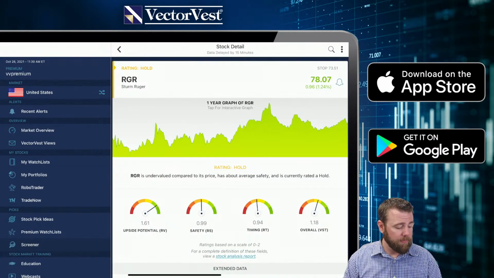RGR, great long-term potential, but does have a little bit more risk than the average stock out there. It is in a steady decline right now. Overall, good stock, just not the right time to be long in it.